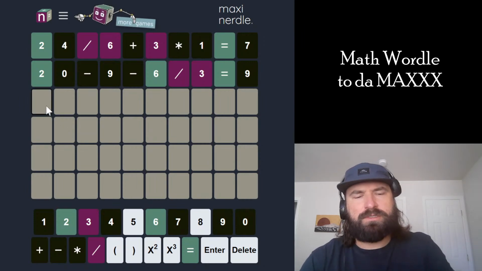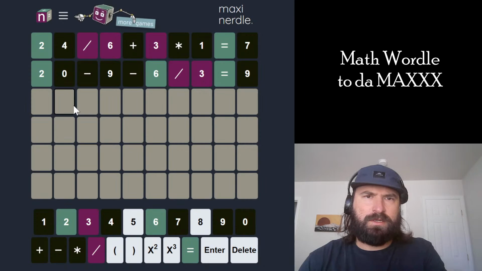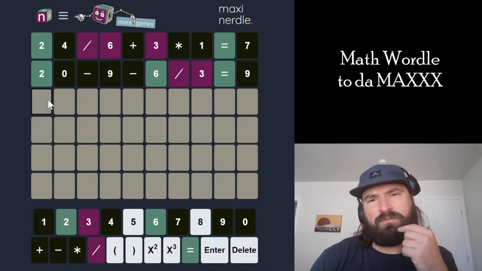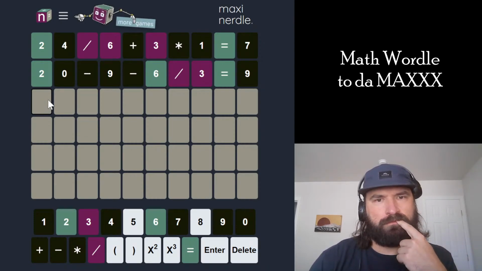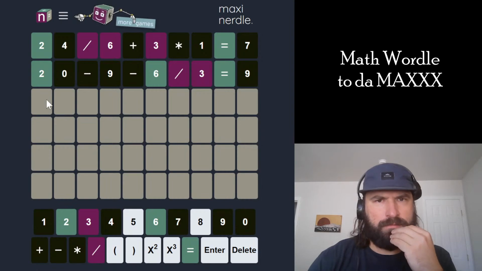I got to get something in here. So 2. Can I get a triple digit divided by a double digit? I don't. Where is division going to go in this thing? I only have division. How is that even possible? Ah, okay.